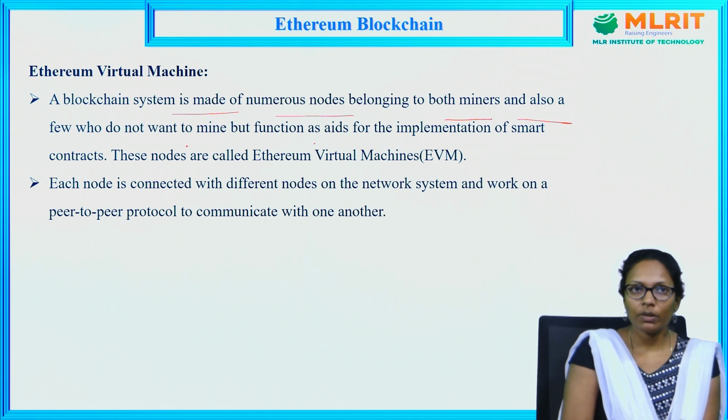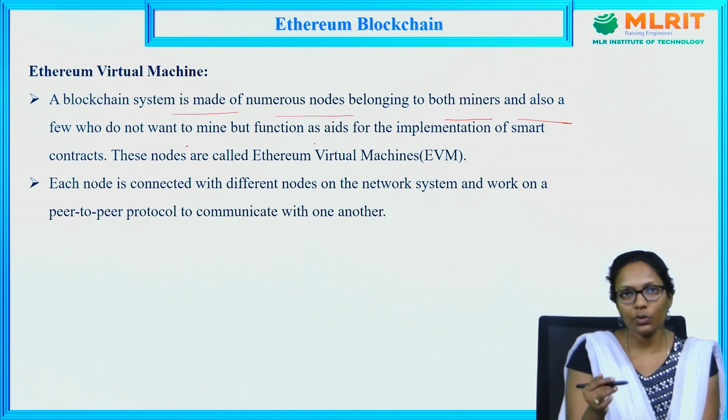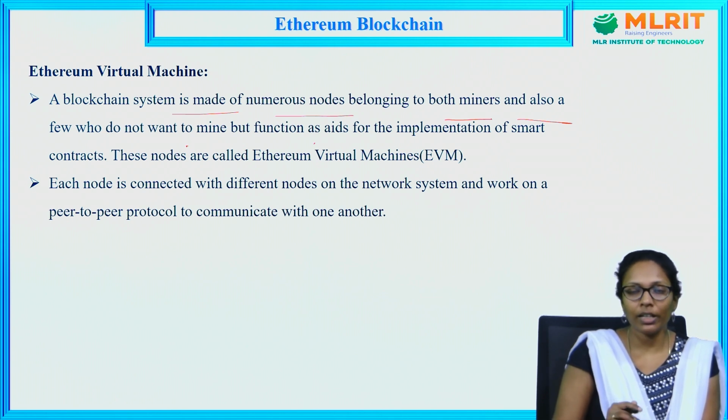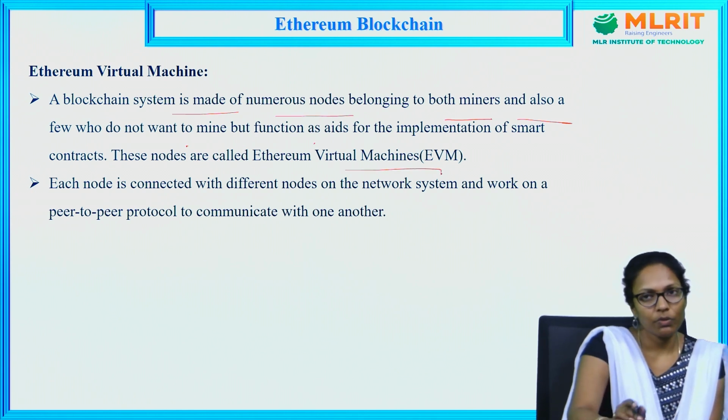So the Ethereum virtual machine is also a node, a special node, which doesn't want to perform the mining process, but it will maintain a code called a smart contract. Through this smart contract, it is going to work. Whatever the code that belongs to the other nodes, how they have to work, how they have to mine, all these things will be given by the smart contract only. That code will be maintained by a special node, and that node is called the Ethereum virtual machine. So these nodes are called Ethereum virtual machine nodes.